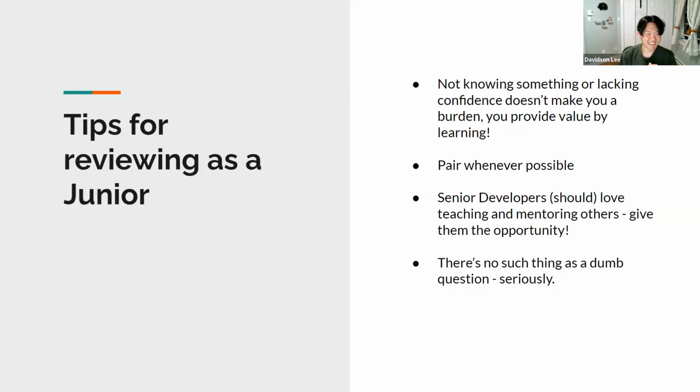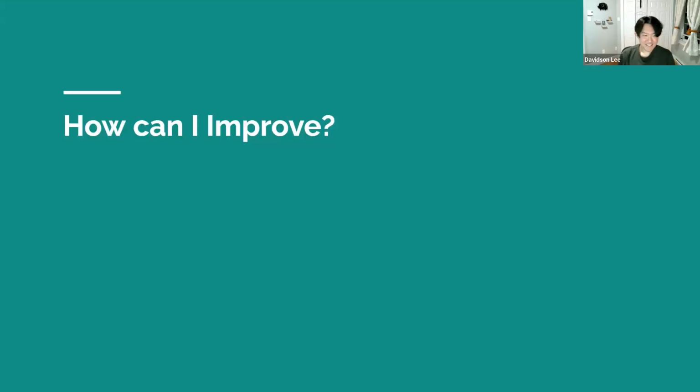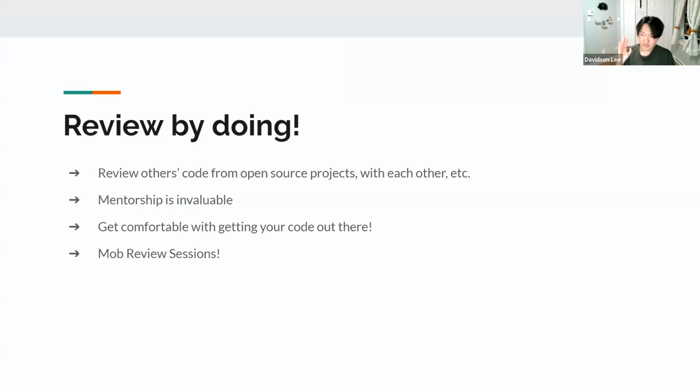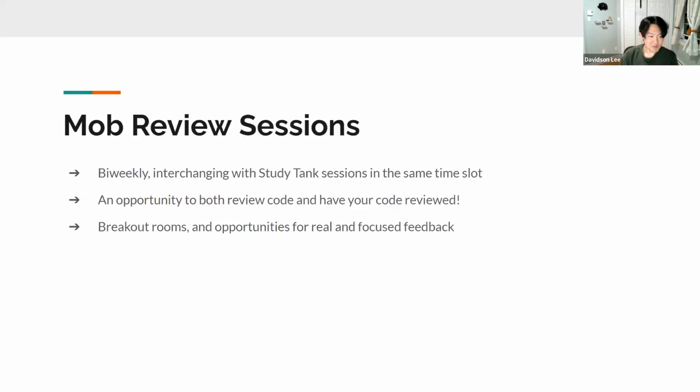They're pretty unkind. So specifically for more junior folks, how can you improve? The biggest tip: review by doing. Find opportunities to do code reviews and to have your own code reviewed. Review others' code from open source projects, or each other's. Mentorship is invaluable in this regard. Get comfortable with getting your code out there, and maybe take part in activities like mob review sessions, which I will talk about right now.